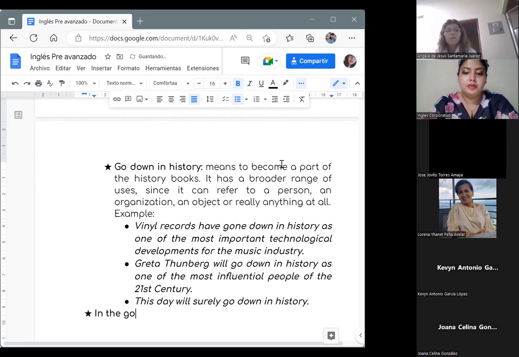In the good old days. This one refers to a time in the past when you remember life being better in some ways. In this case is when we are maybe thinking about when we were children, and we think that it was easier for us to live our lives and to do all the things that we like, because in those cases, we have more time to play some games, to talk with some special people, and all other things. So in that case is when we are remembering something about the past or about your life.